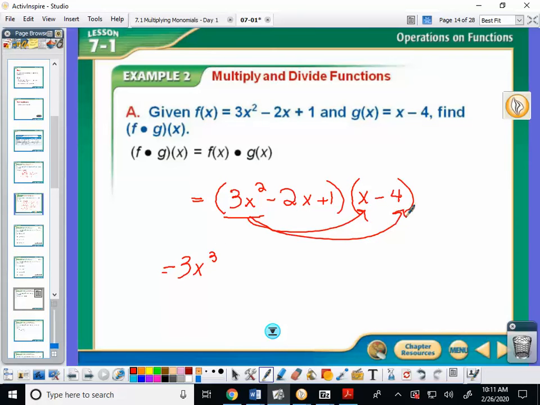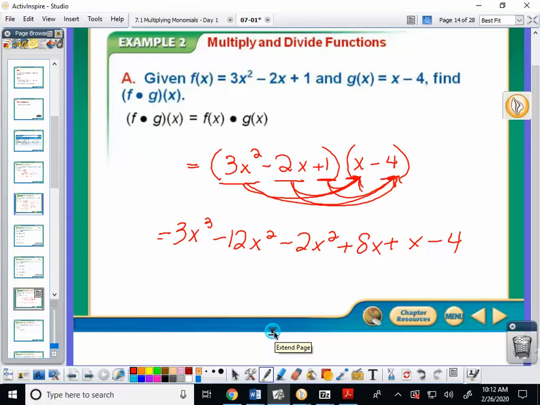3x squared times negative 4 is negative 12x squared. Next we'll distribute our negative 2x. Negative 2x times x is negative 2x squared. Negative 2x times negative 4 is positive 8x. Next we'll distribute our 1. 1 times x is x, and 1 times negative 4 is negative 4.